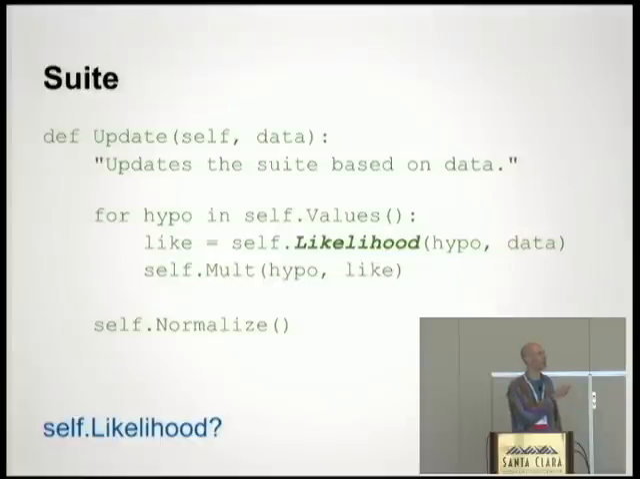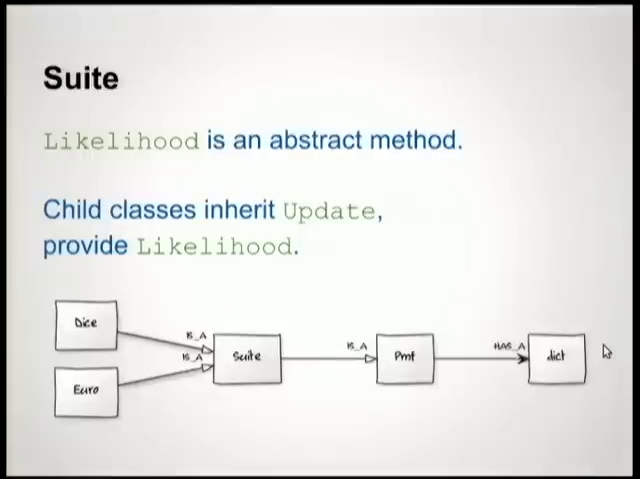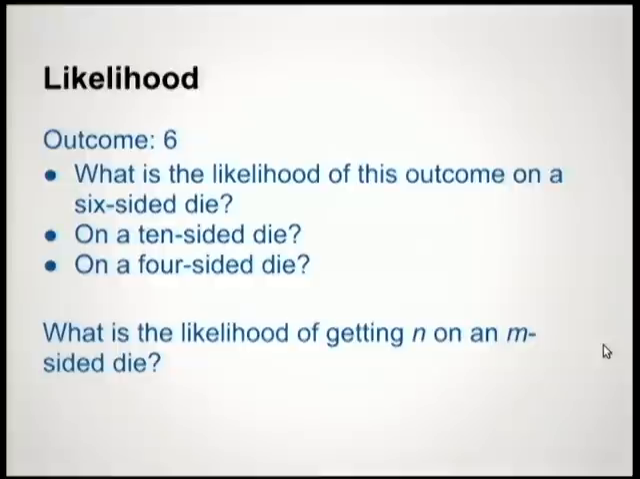So if I were thinking better, I would have done this the other way around. Anyway, likelihood of the data, given that the hypothesis is true, goes through and multiplies each hypothesis by its likelihood, and then renormalizes. So this structure is the same every time. The only thing that changes from one problem to the next is the likelihood function. So if you're into object-oriented programming, you can think of likelihood as being an abstract method. The Suite class provides update, and what you're going to do is extend Suite, inherit update, and provide likelihood. That's how this is going to work.